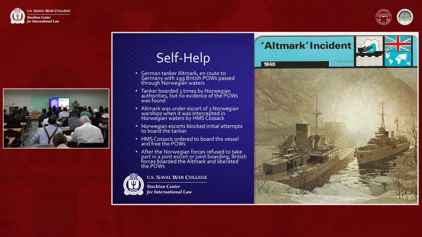Example, the Almach incident that Professor McLaughlin just talked about also has a neutrality aspect to it, because the German ship had POWs on board. The Norwegians did not do anything to get those people off board. So the British warship was ordered to board the vessel and free the POWs while the ship was in Norwegian waters. So that's an example of exercising the right of self-help during an international armed conflict, because the Norwegians were unable or unwilling to free the POWs.